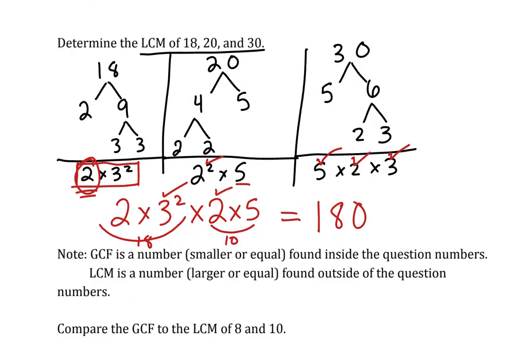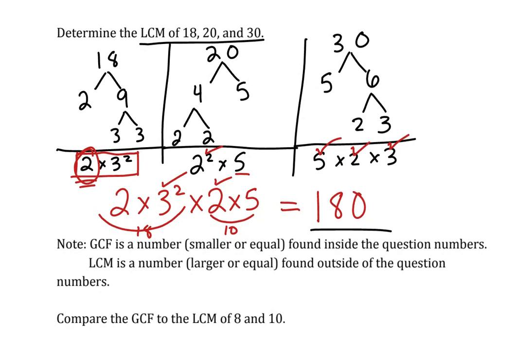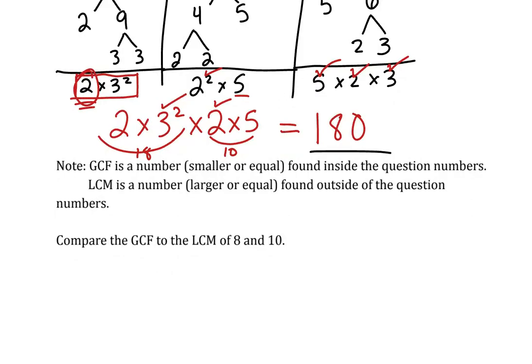Now, like I said in the beginning, if you would take 18 and write out all the multiples of 18 and all the multiples of 20 and all the multiples of 30, you would absolutely land on 180 being the lowest common multiple between those three numbers. But I wanted to show you how we can use prime factorization to find the same number.